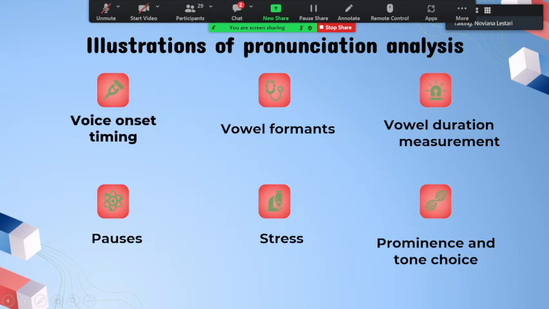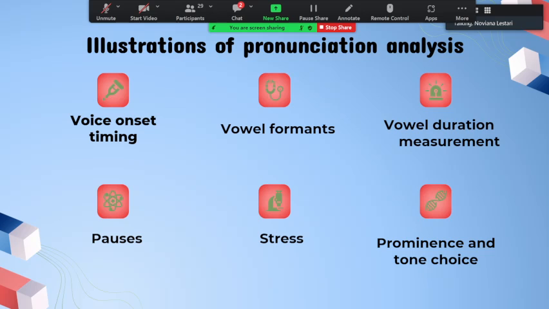We move to the next slide. Here is an illustration of pronunciation analysis. The following section provides an illustration of selected pronunciation features that have been described in this chapter. The first is voice onset time, VOT. It is measured by accounting for the interval of time between the release of the stop and the onset of the voicing. When the value is short, the speaker most likely started the voicing immediately after the release of the consonant.